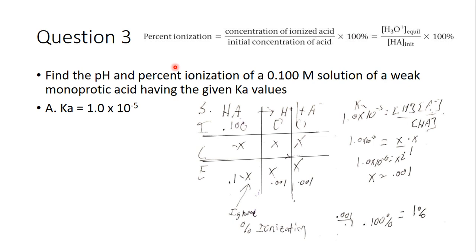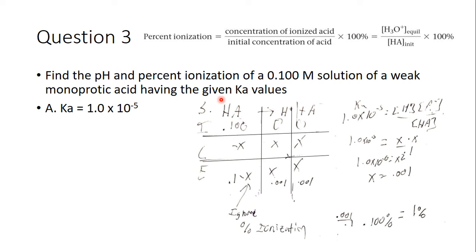Question 3, we're looking at percent ionization now, which is the concentration of our ionized acid divided by our initial concentration of acid. So if we're given a solution of 0.100 molar, find the pH and percent ionization of this weak monoprotic acid. All right, and Ka is 1.0 times 10 to the minus 5.